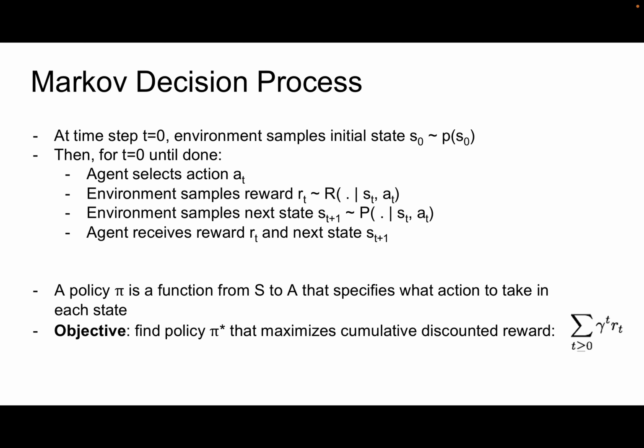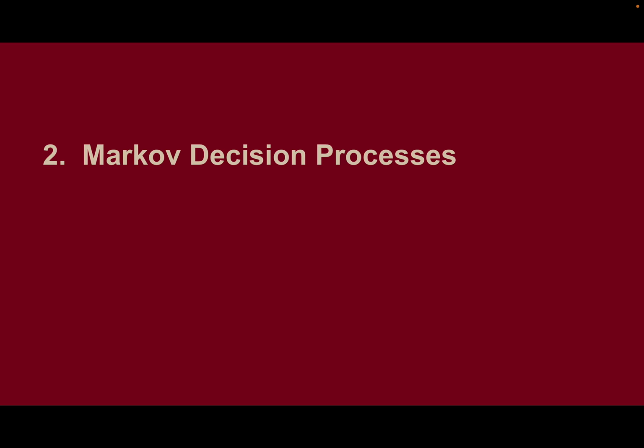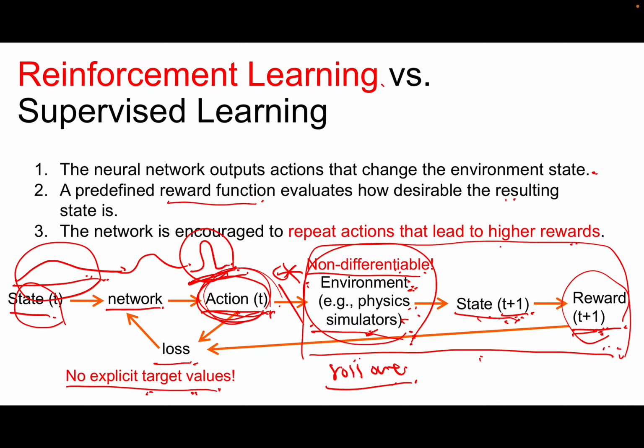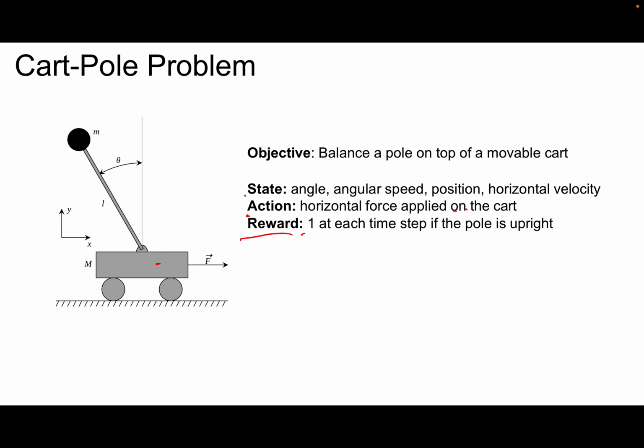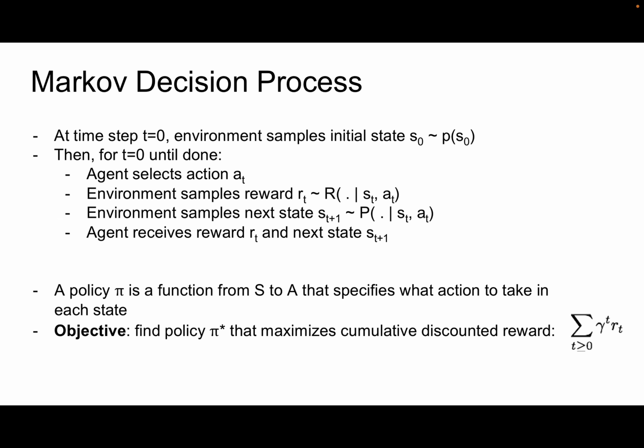At time step t equals 0, the environment samples an initial state s0, and then for t until done, the agent selects action at, the environment samples reward, the environment samples next state, and the agent receives reward rt and next state st plus 1. This is exactly the same as this one, right? The network outputs: the agent uses the state as an input and outputs some action, and then it changes some state in the environment, and then we have an updated state, then we get a reward. Exactly the same as this one.